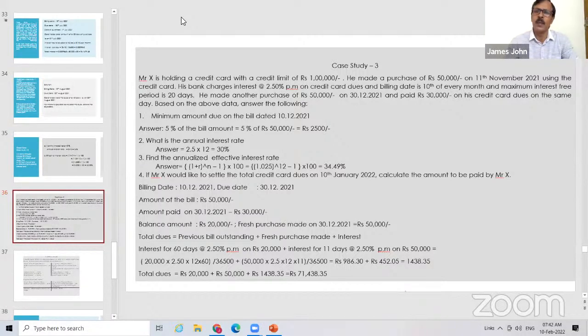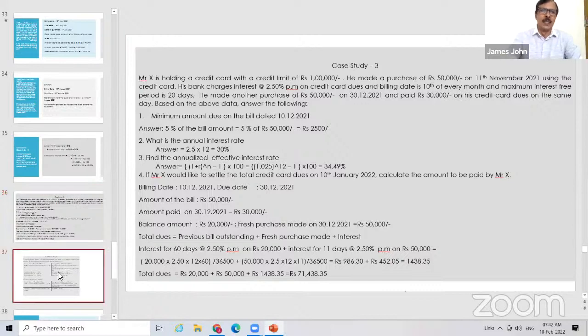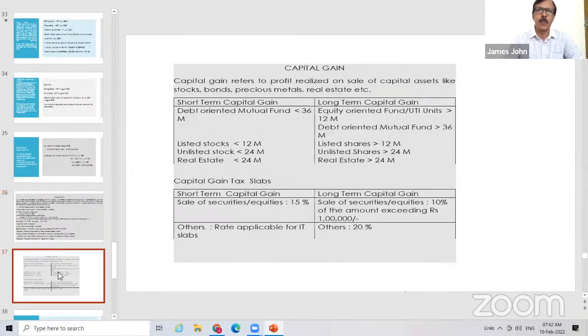No, he is paying the minimum amount due also, plus 30,000. No logic. See, the minimum amount is 2,500. He is paying 30,000. Then why should he pay another minimum amount? Okay, got it. He's telling that first he paid 2,500, sir. Then again 30,000. Total 32,500 is paid. Right, sir. Okay, if 32,500, then you can take 7,500. Okay, sir, got it.